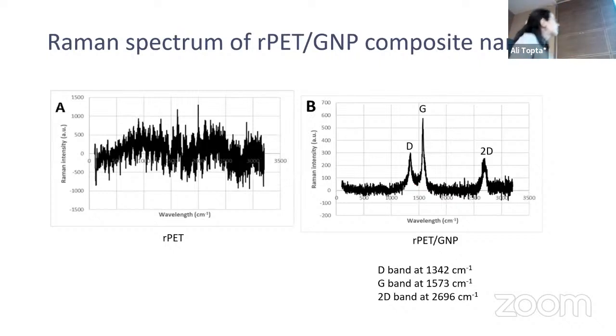In the Raman spectrum of the composite nanofibers, we can see the characteristic D, G and 2D bands. The G band at 1573 shows the sp2 hybridization of the graphene, and the D band shows the disordered structure in the graphene, while from the 2D band we can see that this is a multi-layer graphene.